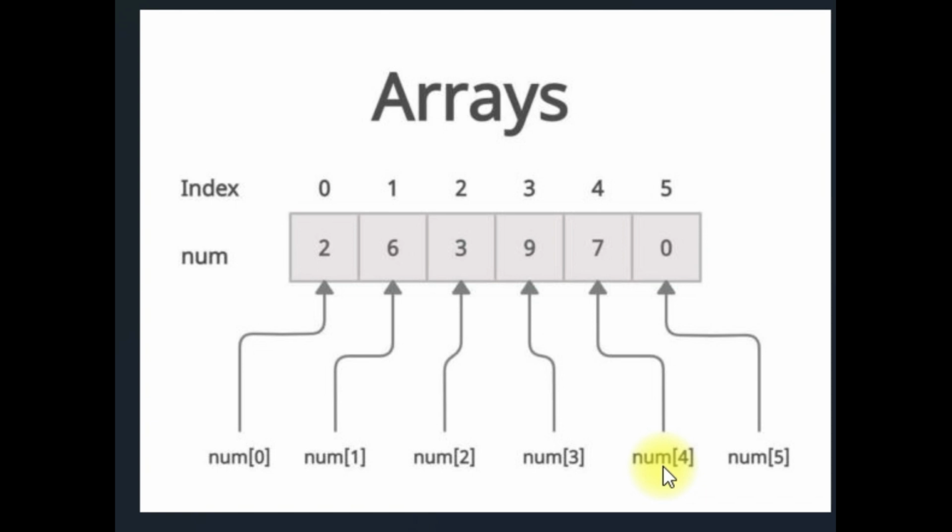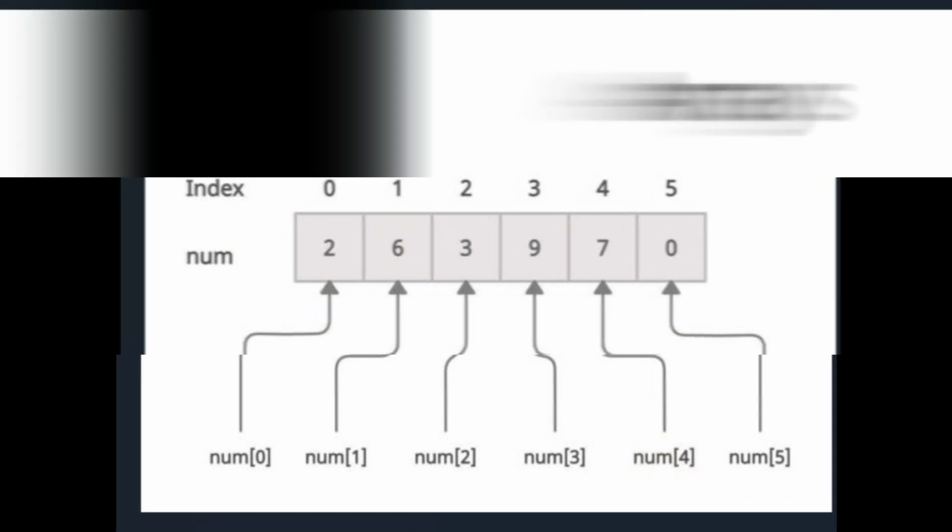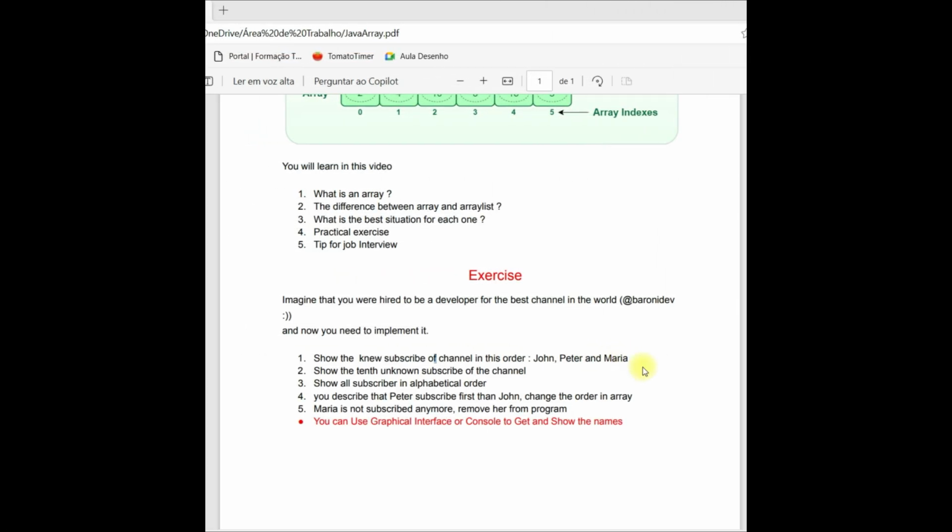Let's do some practical exercises to train how to use this. I created this hypothetical situation as our requirement, and you can download it in the description of this video, practice, and share with anyone. So let's do the first one. Show the new subscribers of the channel in this order: John, Peter, and Maria. Let's see it. How can I do it?